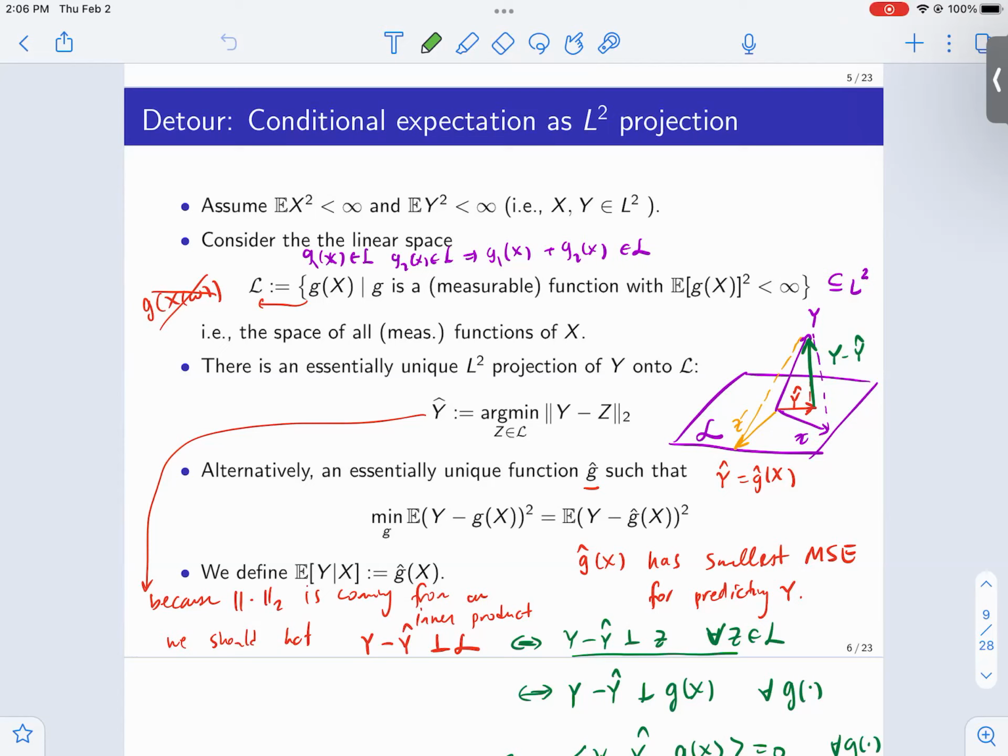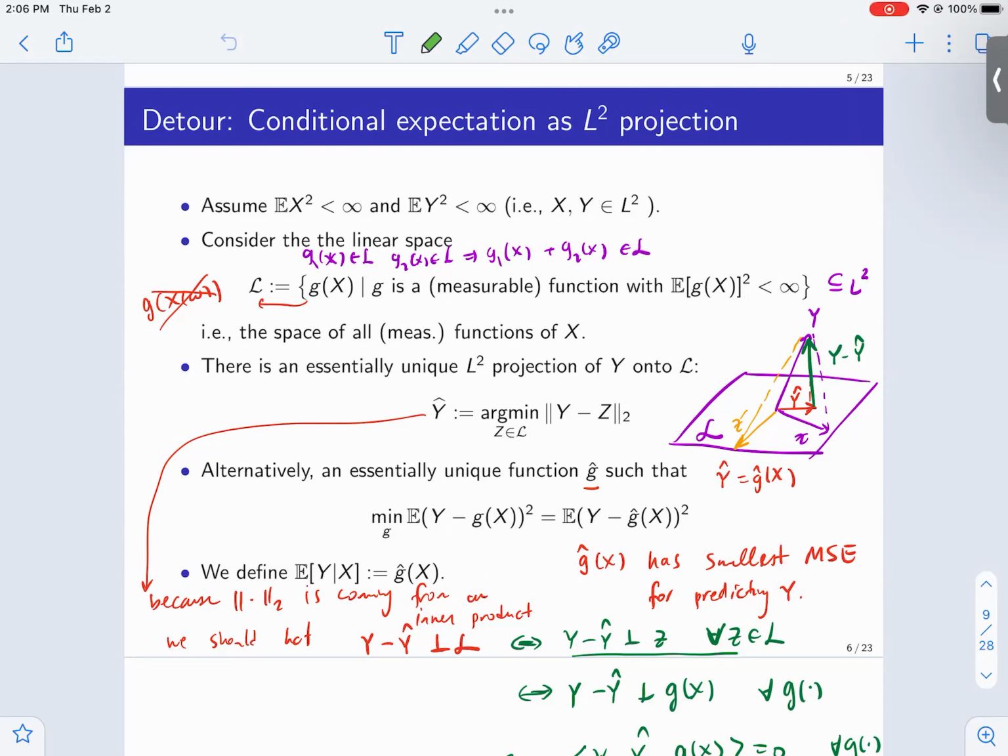let's say I have a random variable x. I can look at all the functions of x, and then I want to predict y by choosing one of these members of this class, and the projection idea tells us that there is a unique projection in this L2 norm, and that unique projection is called the conditional expectation. So it's the closest one to y among functions of x. So this view is very useful as we go along, as we try to argue some of these results.